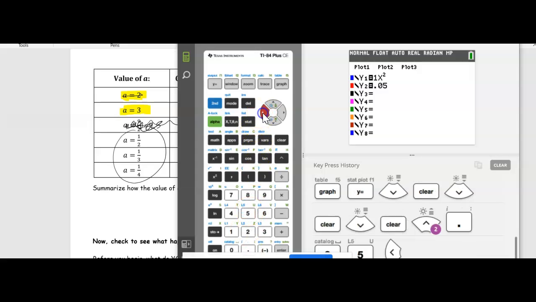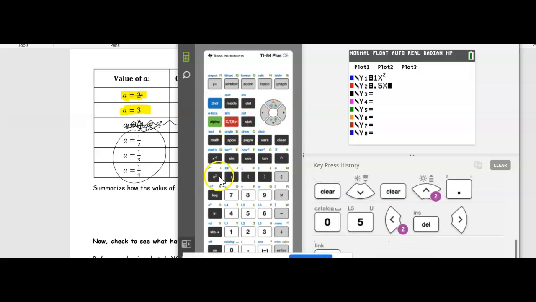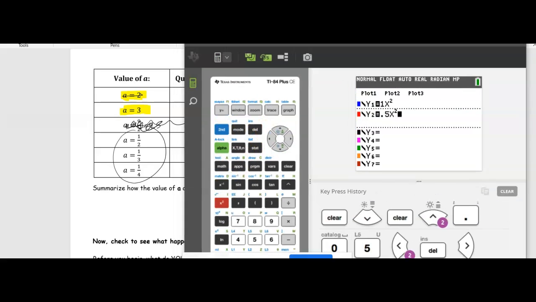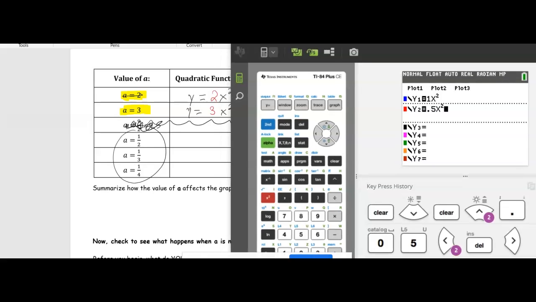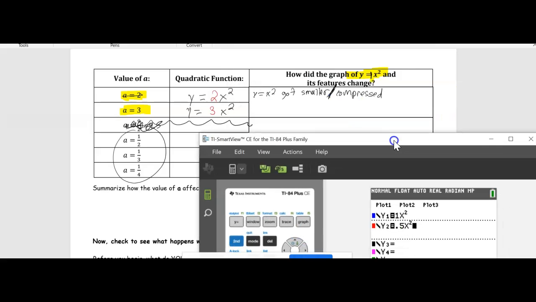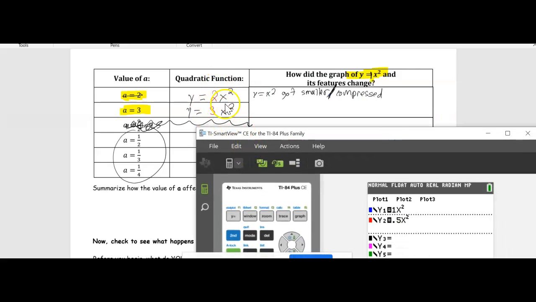Sorry, I don't need the O. So 0.5 x squared. Do we agree that the 1 now got smaller versus bigger? So if we're kind of following Cam's line of thinking, he thought, and I would imagine a lot of you did, if this number got bigger, it would make our parabola bigger, like wider, correct? But it actually made it compressed or smaller in Cam's word.